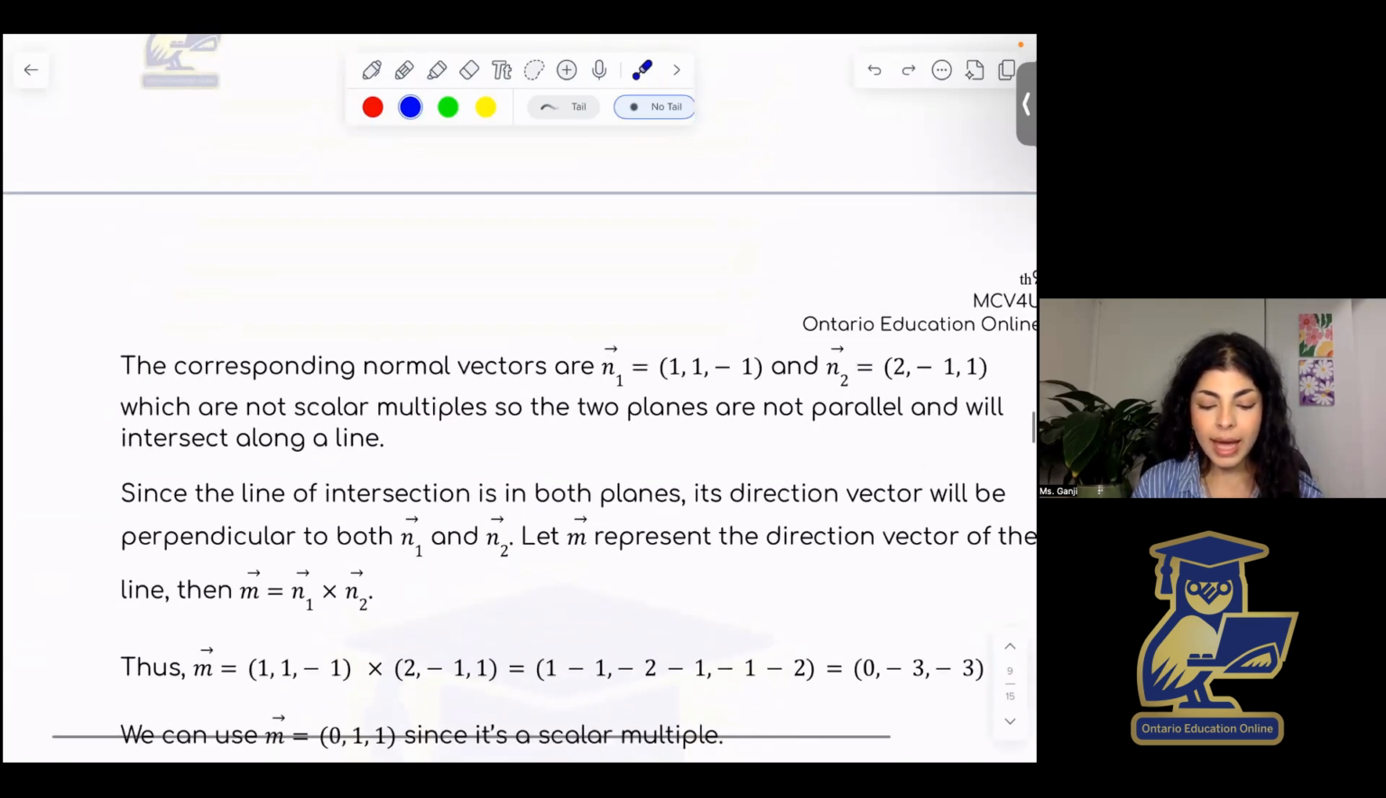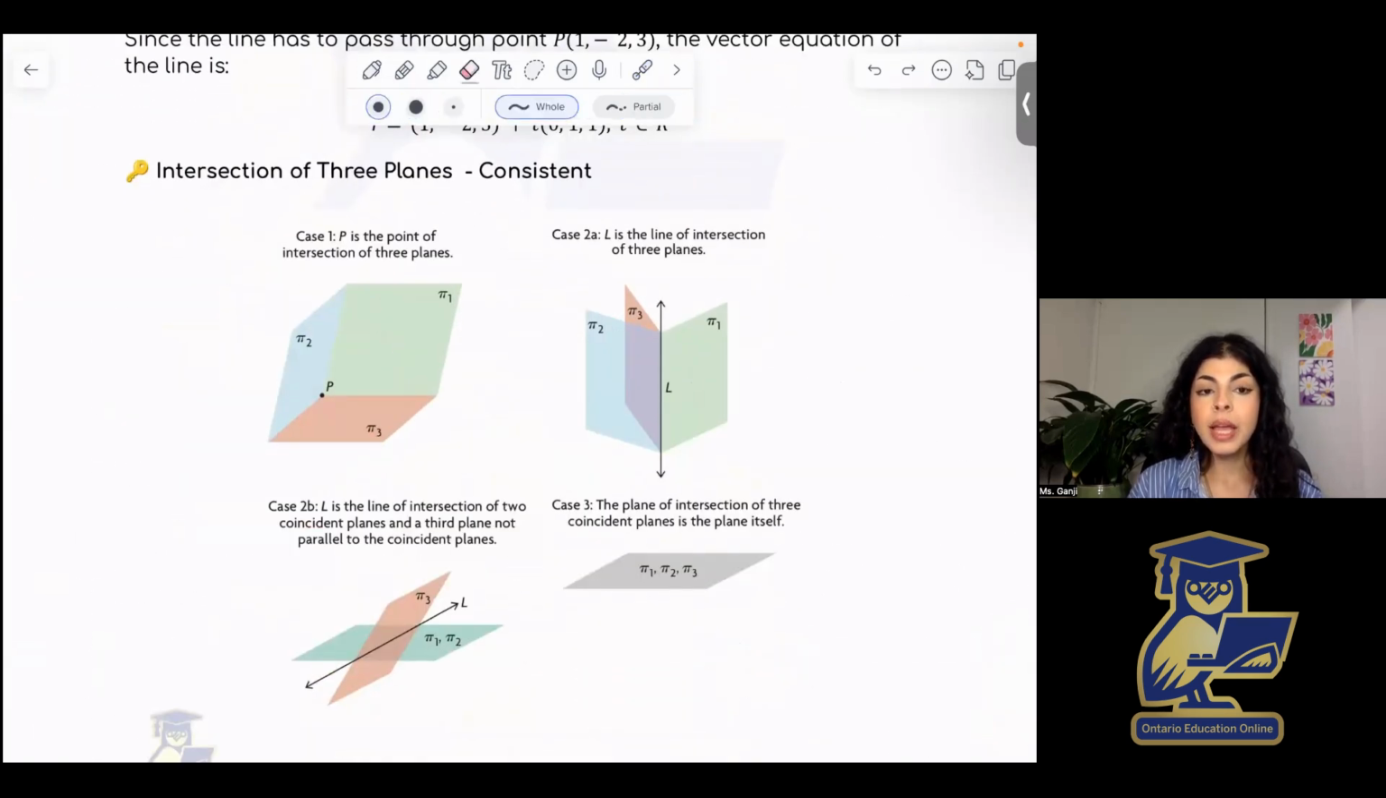Now, let's look at the intersection of three planes. Here we have two different cases: consistent and inconsistent. Remember, consistent is when there is a solution, so you will either have one exact solution or infinitely many solutions. One case is when the three planes intersect at a single point. Here you will have only one solution, and it will be point P. You can also have the three planes intersect at one line, and in this case, you have infinitely many solutions across this line. And these are all three different planes.